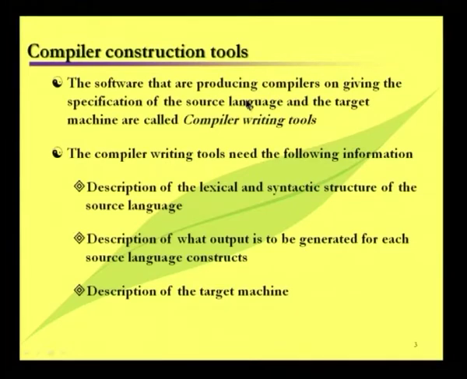Now the question is, what things are to be given as input for those compiler construction tools. The first one is the lexical and syntactic structure of the source program. Tokens are the very important, basic elements of any programming language, but they differ for different languages. In some languages we have a curly bracket for block opening, and in some languages we have begin for block opening. That is how the lexical structure differs for different languages.